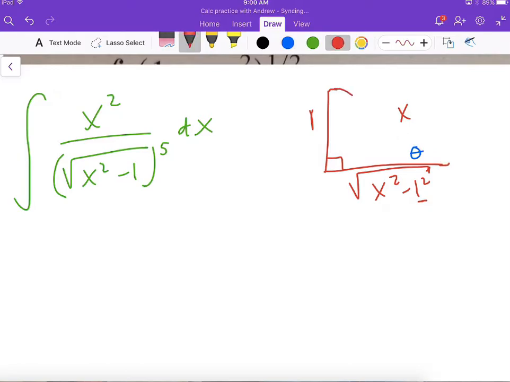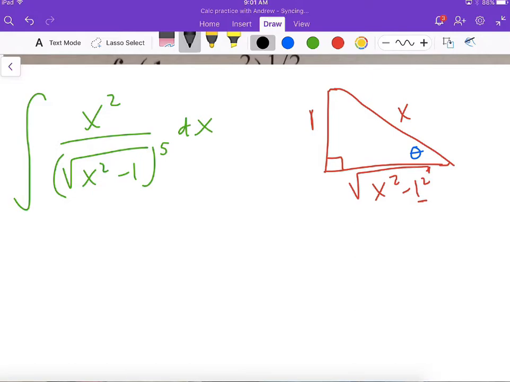Oops, I'm erasing all kinds of stuff. So we've got this angle theta, and we know we want to replace x, so we'll write an expression for x. We want to replace this square root of x squared minus 1, so we'll write an expression for that, and then we'll also write an expression for dx. So let's start with x. We want to get an equation for x in terms of theta.